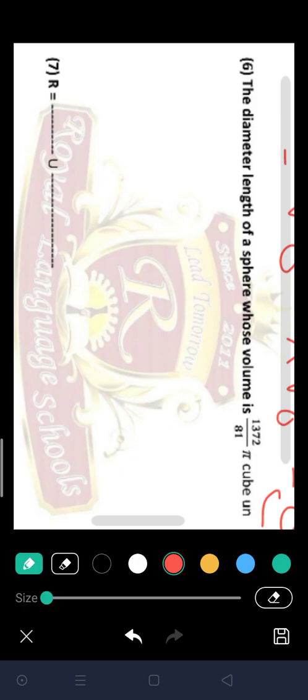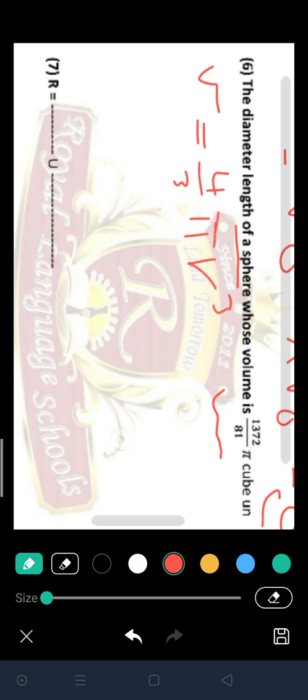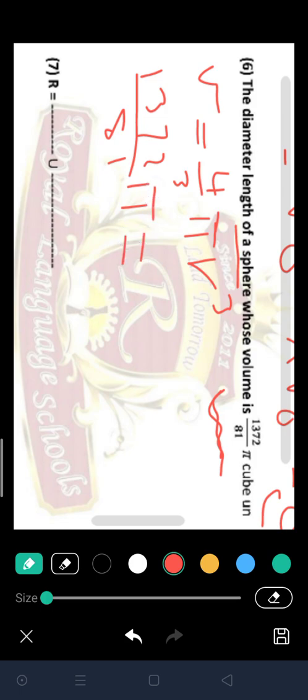Example number 6. The diameter length of a sphere whose volume is 1372 over 81 pi. We know that the volume of the sphere equals 4 over 3 pi r power 3. This is the rule of the volume of the sphere. Then substitute with the given volume: 1372 over 81 pi equals 4 over 3 pi r power 3.